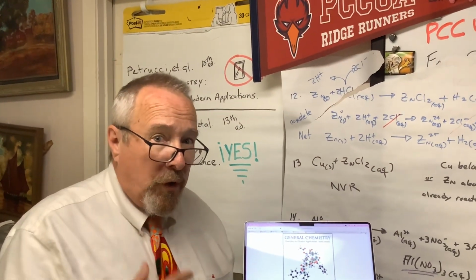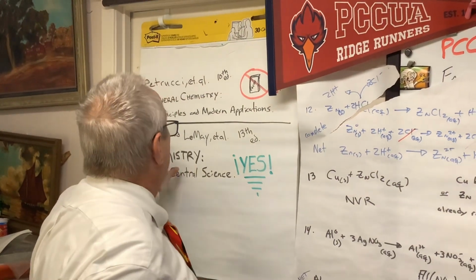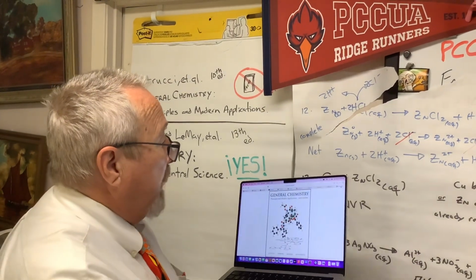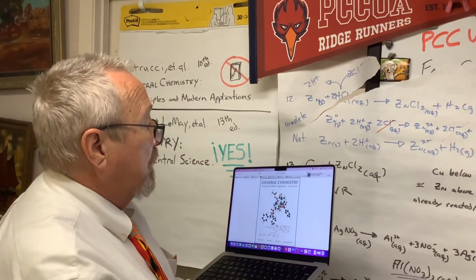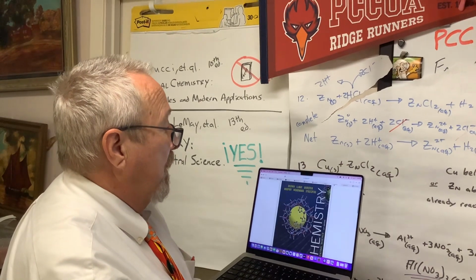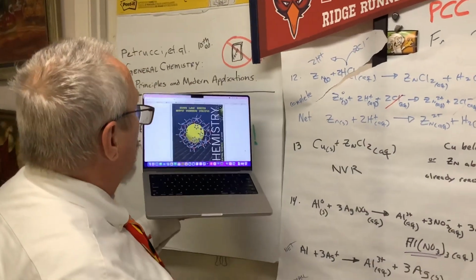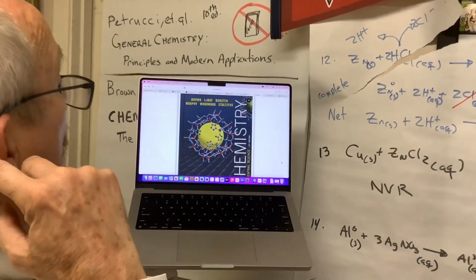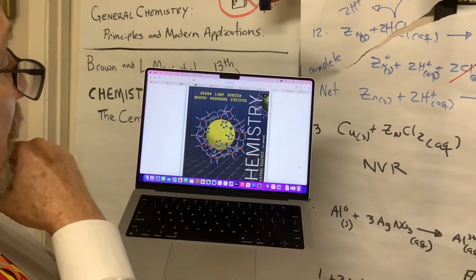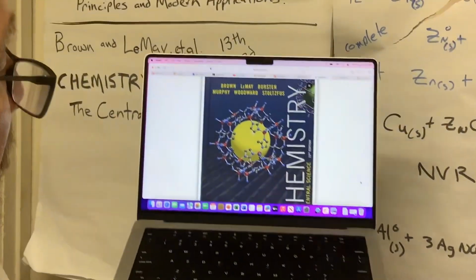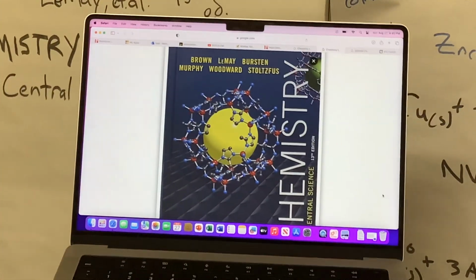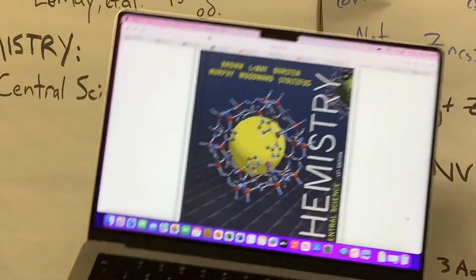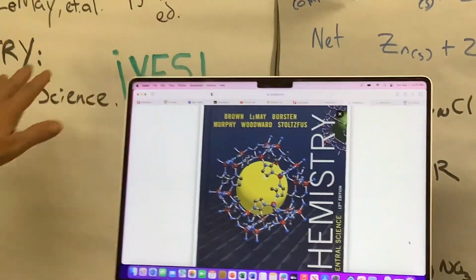And that was chosen by a different instructor. I didn't choose our textbook. Our textbook I call Brown and LeMay et al. It doesn't have a white cover. It has a cover that looks like this. It's got some sort of sphere surrounded by some sort of organic molecule. Not even sure what it is, but I say Brown and LeMay et al.